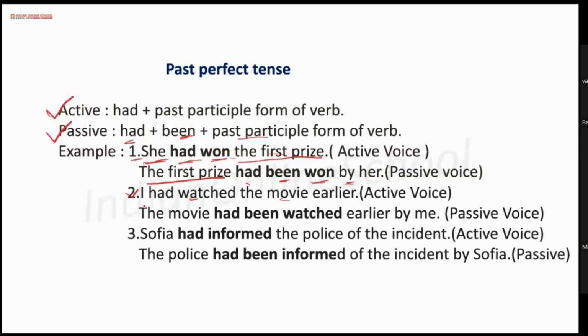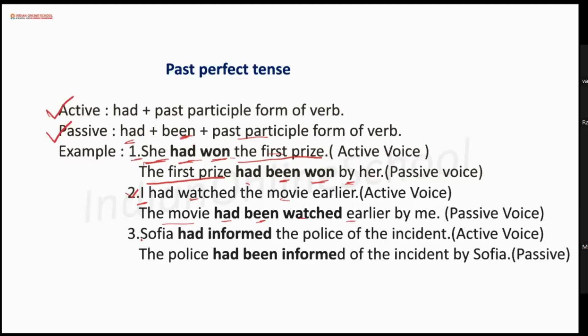And I is the subject here. Okay, so ma'am, the object becomes the subject. The movie had been watched. Why been? As per the rules, after had it comes been. Had been watched earlier by me.